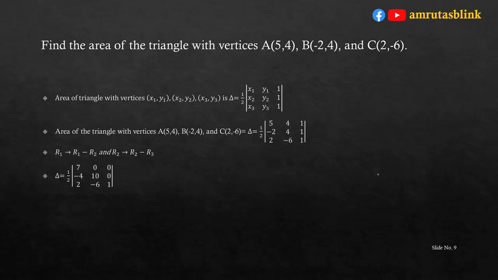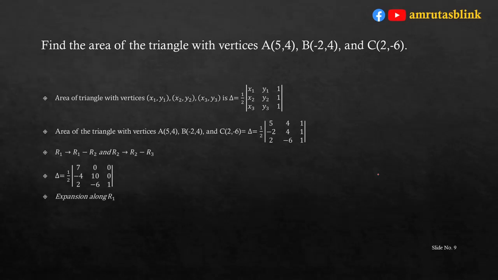Now R1 will become R1 minus R2. So 5 minus minus 2 is 4, 4 minus 4 is 0 and 1 minus 1 is also 0. Now for the second row, R2 will become R2 minus R3. So minus 2 will become minus 4, 4 minus minus 6 will become plus 10 and 1 minus 1 will become 0, and R3 as it is.